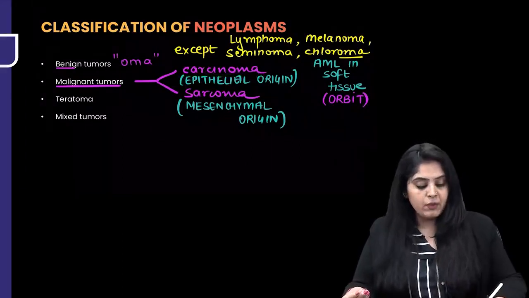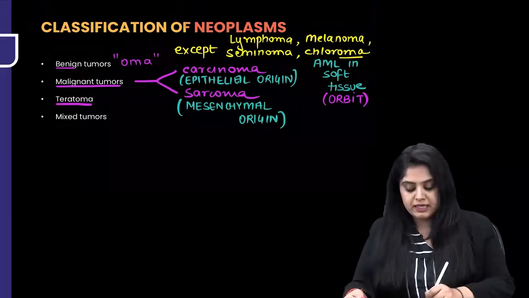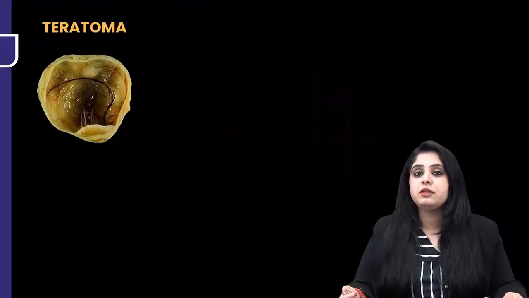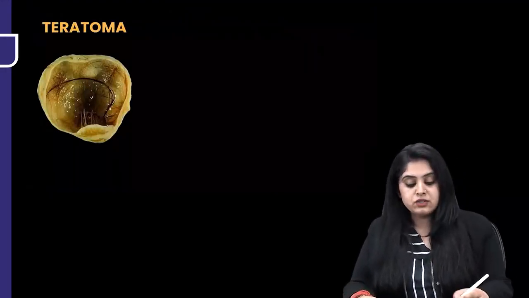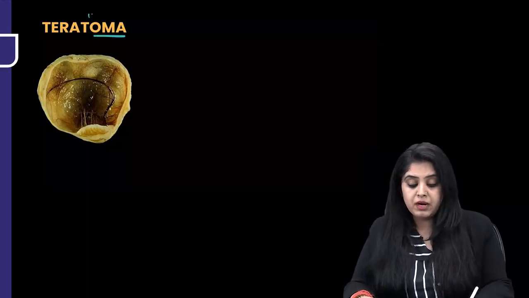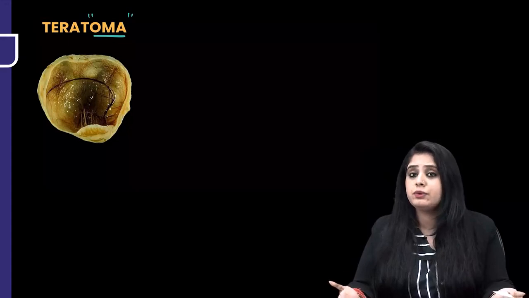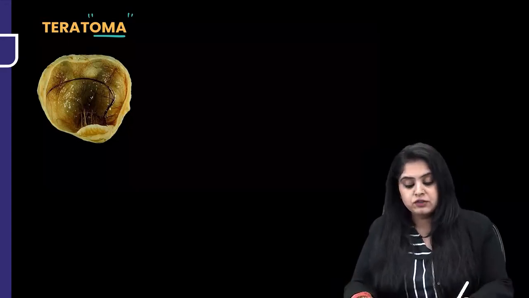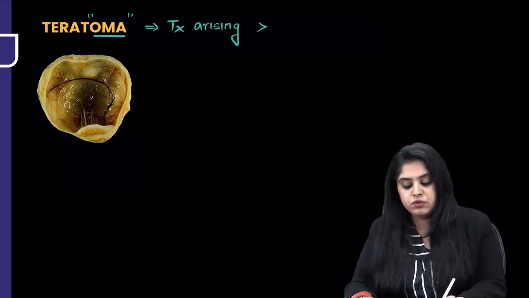Sounds well? Now I come to the third category, and that is known as a teratoma. When I talk about a teratoma, I think this is one picture that comes to everyone's mind. Please note that teratoma has the word oma, and everyone believes oma means it must be benign. But I have told you, exceptions are always there. So what is a teratoma? A teratoma is a tumor arising from how many germ layers? Minimum 2 or more than 2 germ layers.